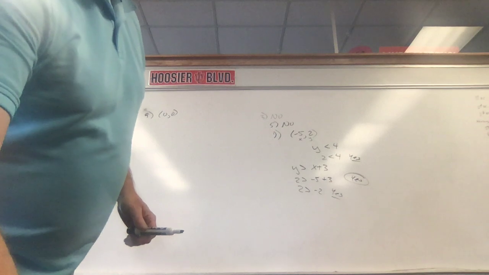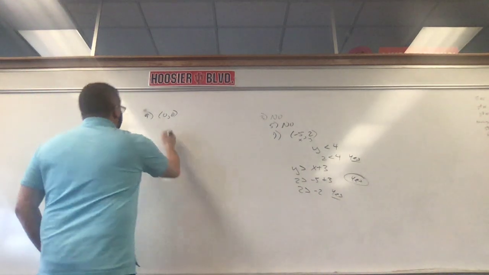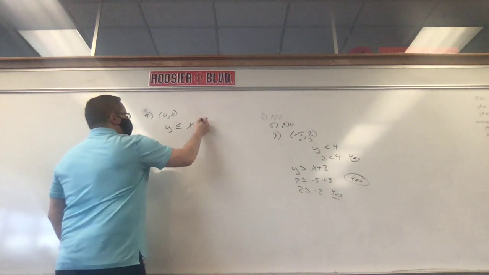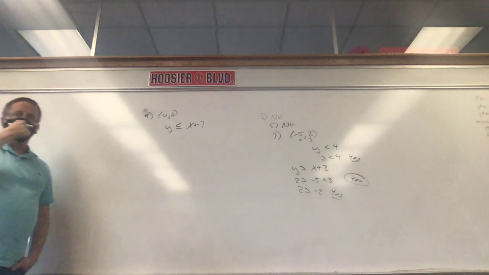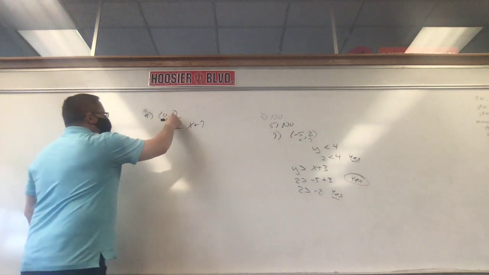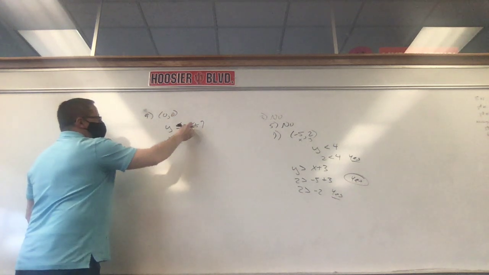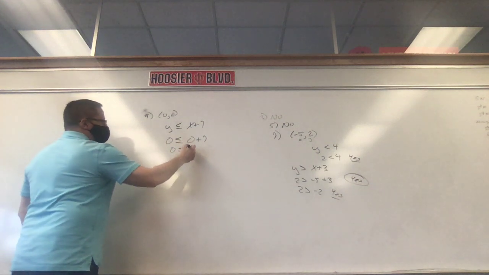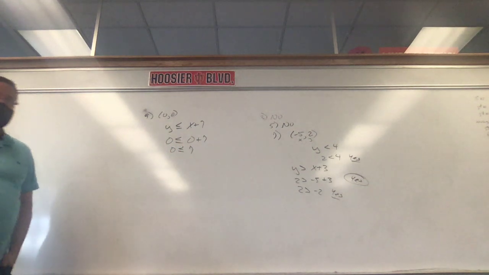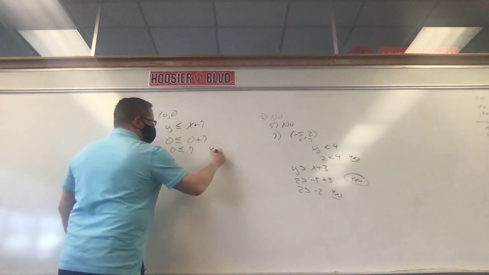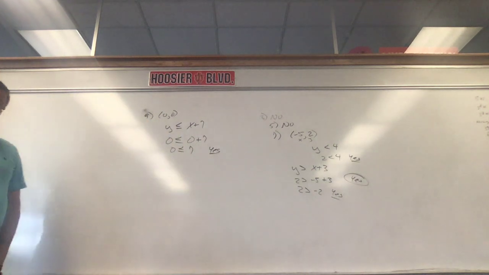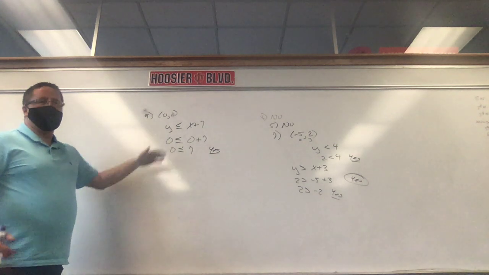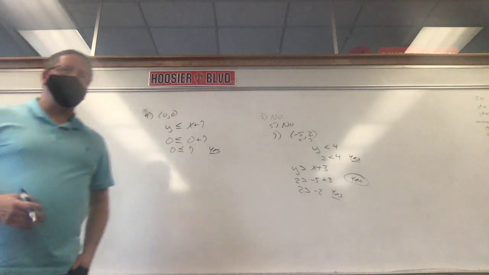Okay. So we have y is less than or equal to x plus 7. So we plug in 0 for x and 0 for y. 0 is less than or equal to 0 plus 7? Yes or no? Yes. So is that the solution? Maybe. Now, if this was false, then it'd be no. It's got to be true for both of them.